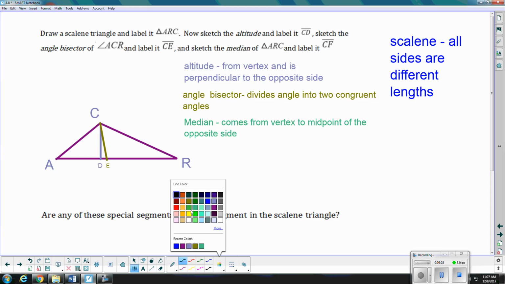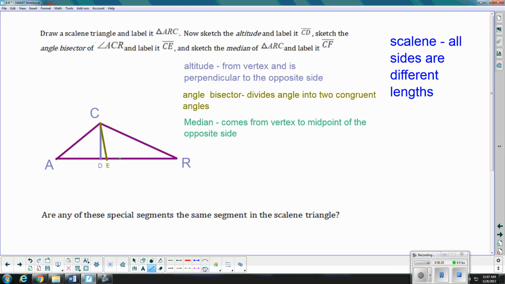So we'll use that same green color. I don't know which one it was. This one, it looks like. This one maybe. All right, so this looks like about the midpoint of AR. So go ahead and draw that in, or sketch it in. And it says to label that point F.